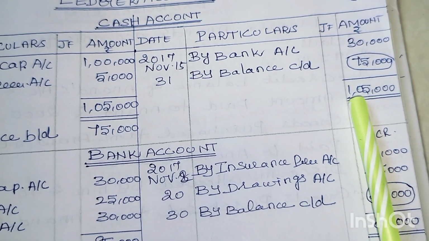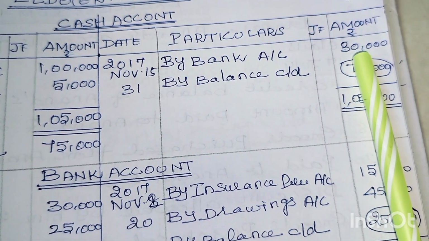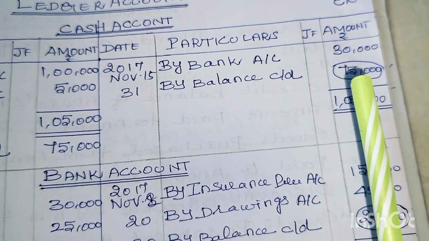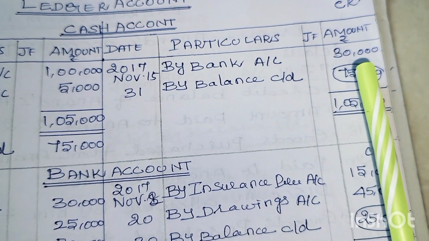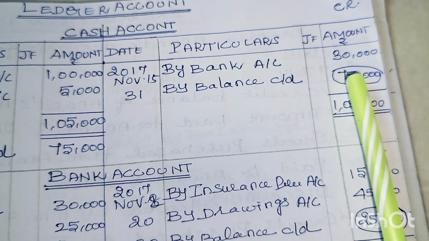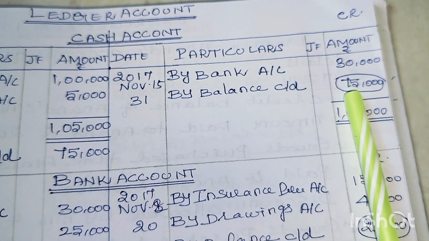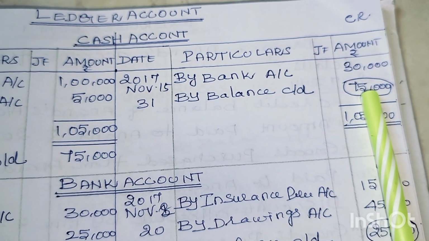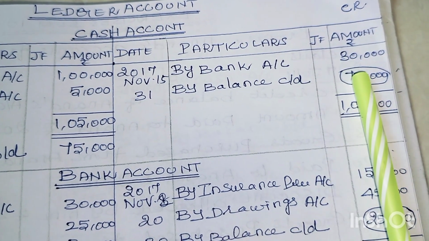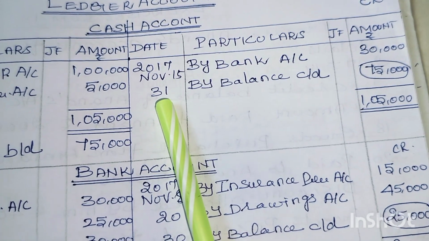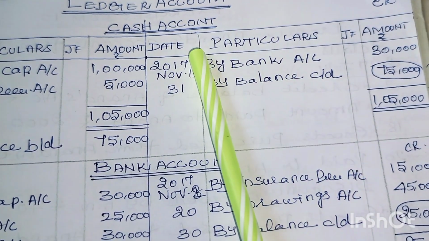Then, the credit side has the lesser value, so we find the difference. We subtract 30,000 from 1,05,000. We get 75,000. We enter that 75,000 in the lesser side amount column. By balance carried down is entered against the difference, and in the date column we date it the last day of the accounting period, that is 31. This is the closing balance of the cash account.